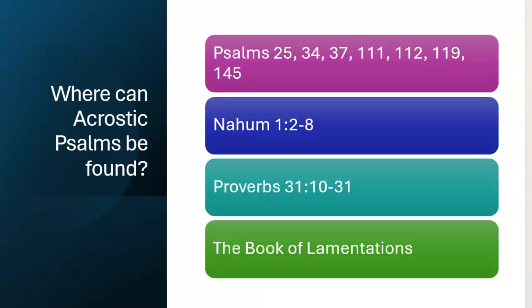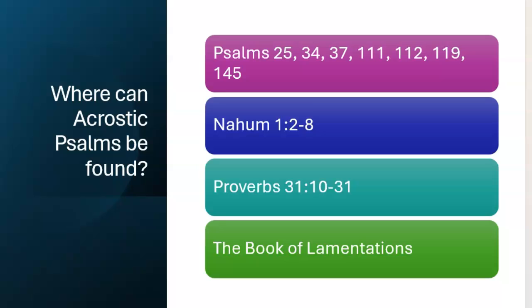Here are the different acrostic psalms that can be found in Scripture. A number of psalms: 25, 34, 37, 111 and 112. 119 we've already looked at, 145. And the Psalms isn't the only place where we can find acrostic poems. Nahum 1, verses 2 through 8, uses that same kind of form. When Proverbs 31 wants to write about the virtuous woman, in Proverbs 31:10 to 31, that's also an acrostic poem. So you could memorize each of those verses. Each one begins with a succeeding Hebrew letter.